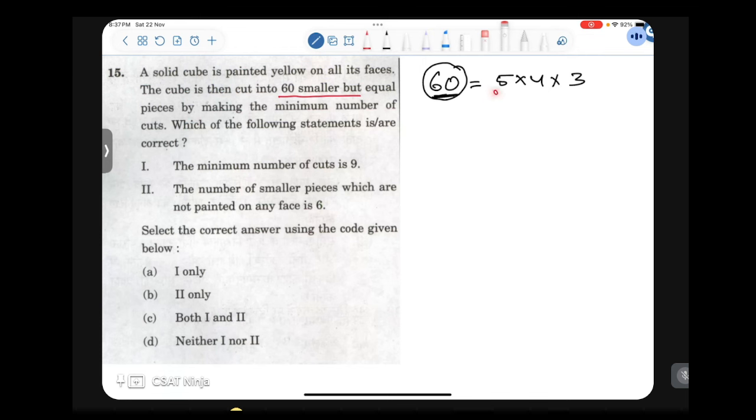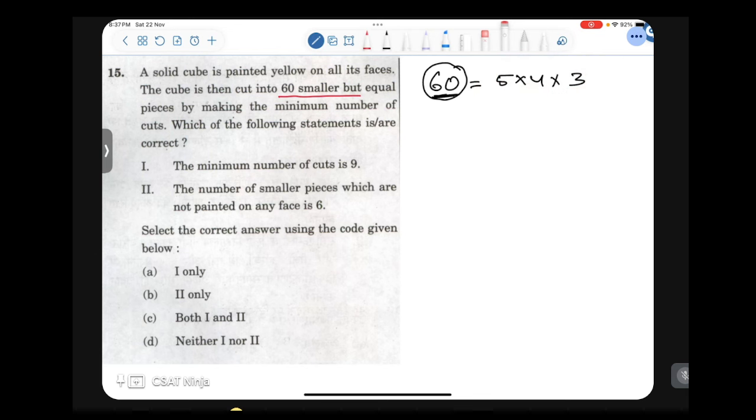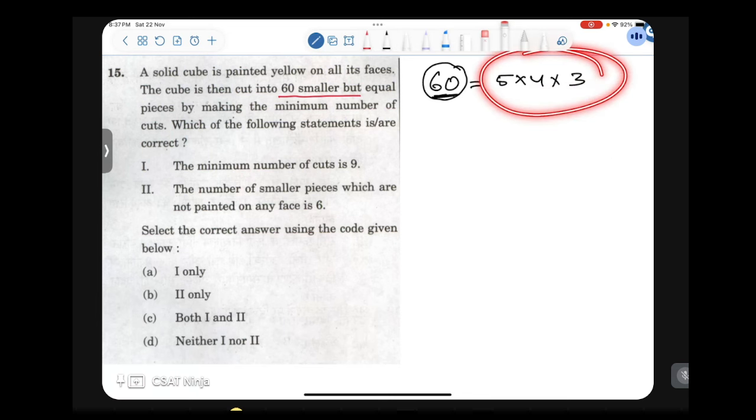60 factor is 5 into 4 into 3, something like this. If you are not following how to find 60, you just start with any number, 5. 5 ones are 5, 5 twos, and 4 threes are 60. Remember, there should be only 3 numbers. Don't use 4 numbers here, because a cube has only 1, 2, and 3, that means length, breadth, and height only. So that's the reason why we are using only 3 there.